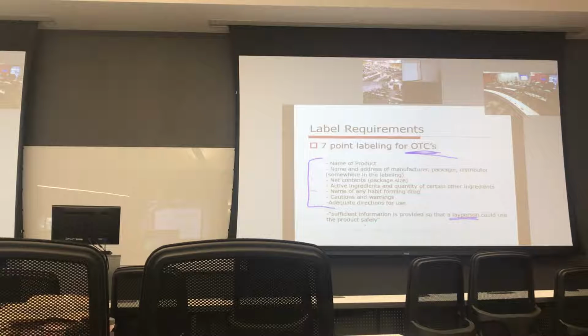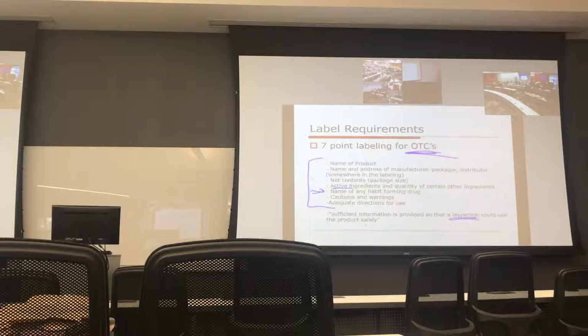They still require that you put on there the name of any habit-forming drug, although essentially all of those have been taken out of OTC products now. You actually could buy some asthma medications up until just a few years ago that contained a very small amount of phenobarb in there, and that was a requirement on there. It said warning, could be habit-forming.